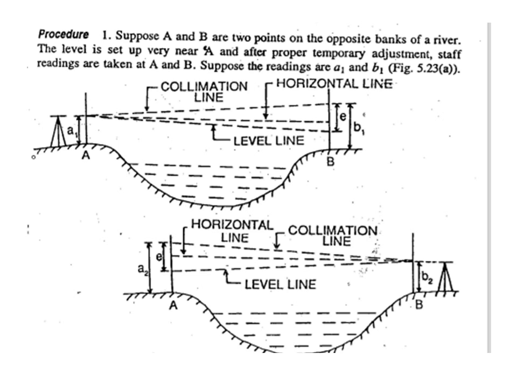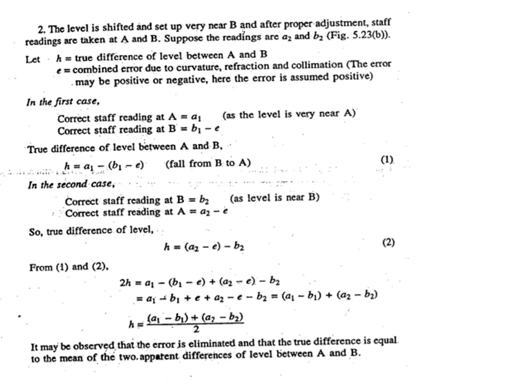Similarly, true reading equals A1 minus e. So we will consider case 1: the correct staff reading at A equals A1, and the correct staff reading at B equals B1 minus e. The true difference of level between A and B, H, equals A1 minus B1 minus e, that is fall from B to A.